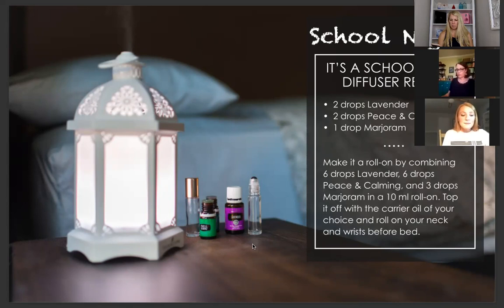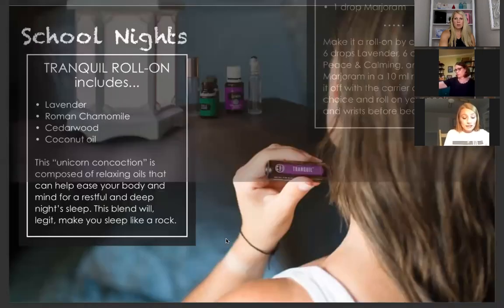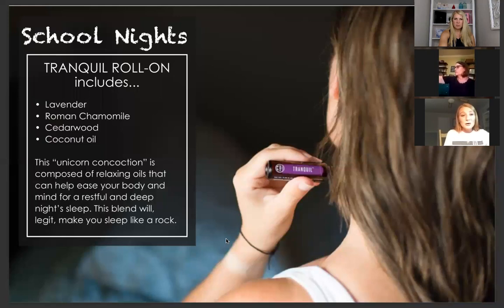And all right, let's see here. If you're not much of a DIYer, another great choice to use is Tranquil oil. And Tranquil oil has lavender, Roman chamomile, cedarwood, and coconut oil. It's like the unicorn concoction. It's composed of relaxing oils that can help ease your body and mind into a restful, deep night's sleep. So this smells wonderful. This is also great.